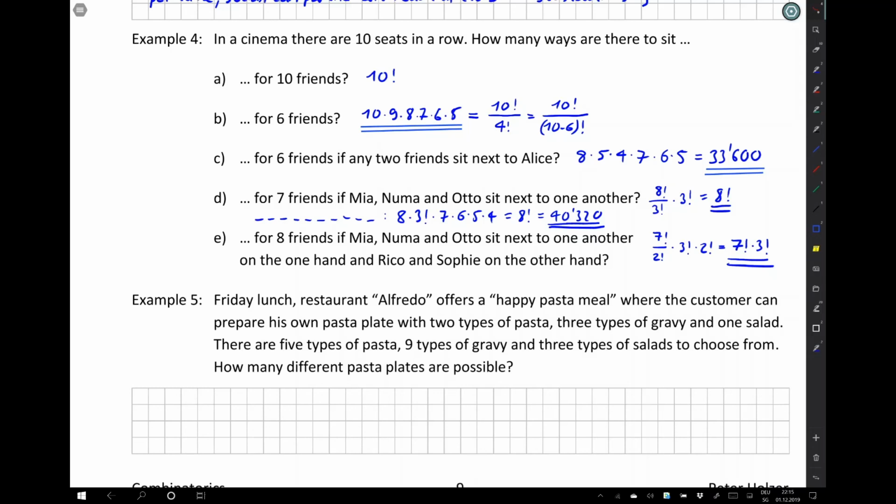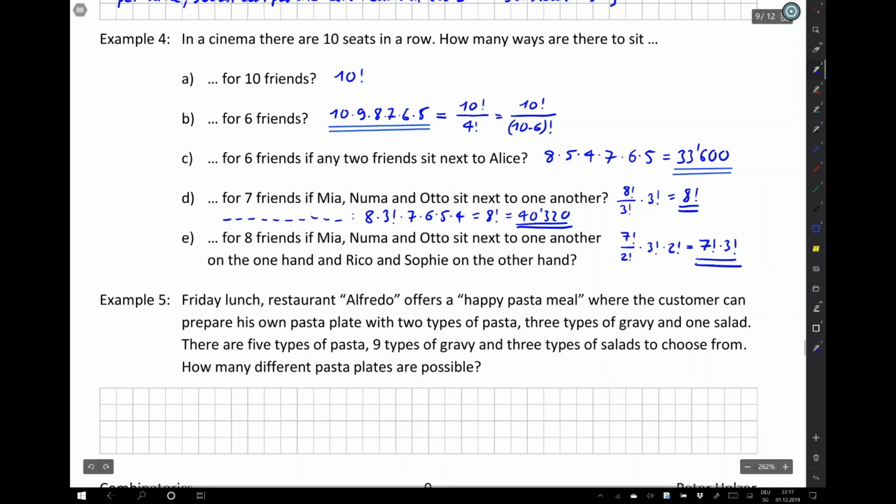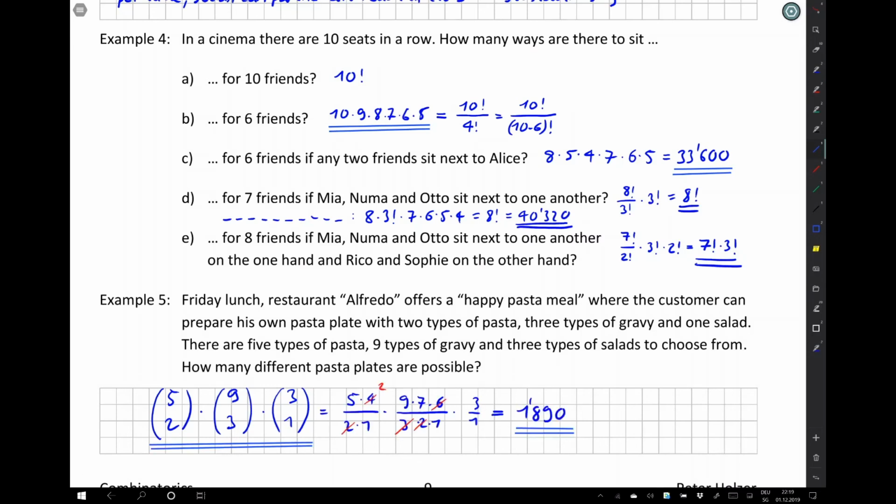Let's get to the last example, number 5. Here comes the result. You can choose 2 out of 5 pasta types, 3 out of 9 types of gravy, and 1 salad out of 3. And here we go, we just multiply all the 3 of them, which means 1,890 different pasta plates.